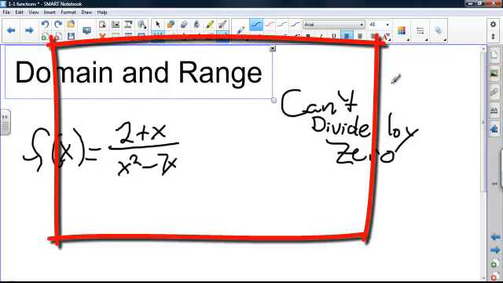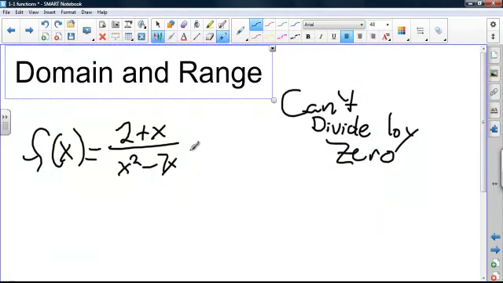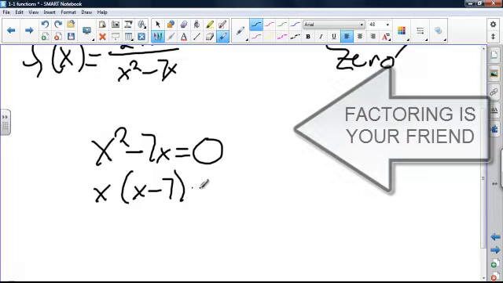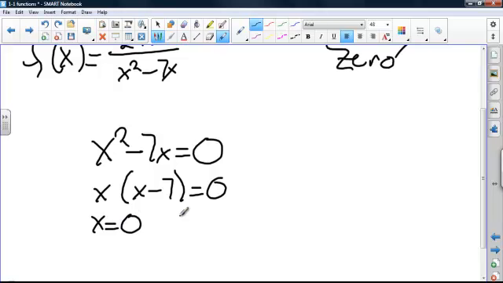So with this in mind, we say, well, there's x's in the denominator. What would x be to make this denominator 0? So we have to literally take it and figure it out. x squared minus 7x, and we're going to set it equal to 0, because that's when there's a problem. And then we factor this, so we got x times x minus 7 equals 0. I'm going to set each one of those equal to 0. x equals 0, or x minus 7 equals 0. So then x equals 7 or x equals 0.